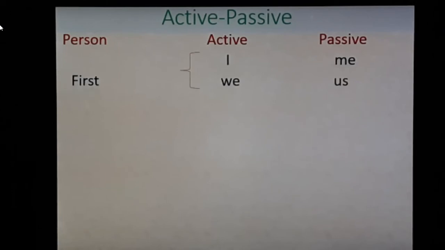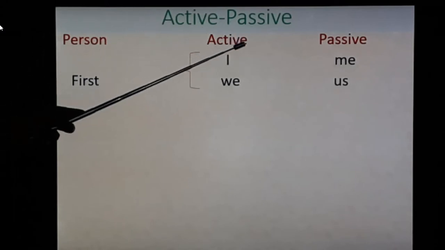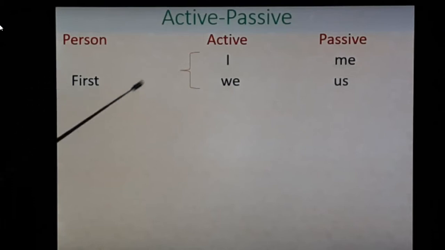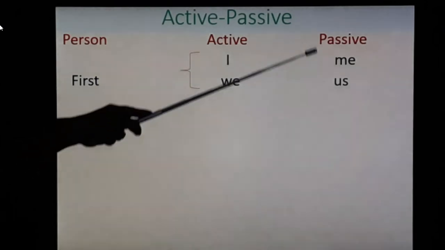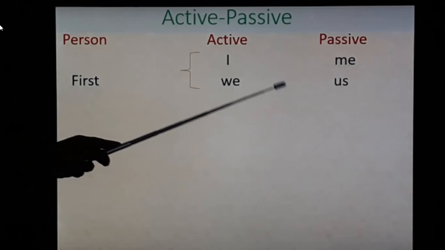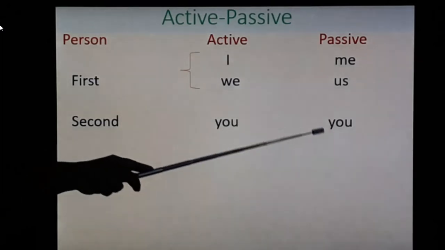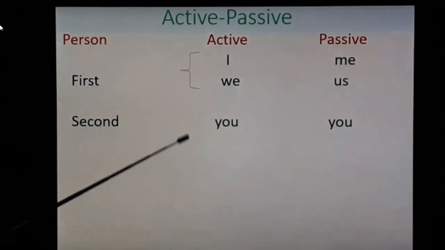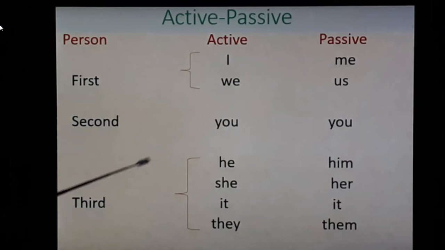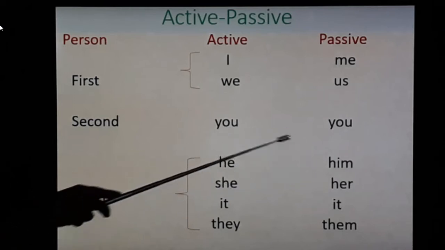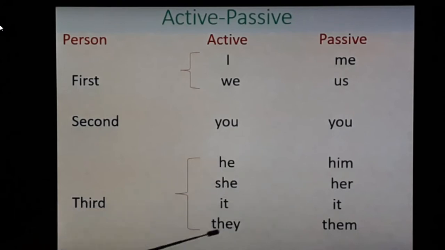Some changes are important in active voice and passive voice. You need to do changes in pronouns. In first person, in active voice, I is given. Then you have to turn I to me in passive voice. Same way, we to us. You will be saying in passive voice in singular and plural both. Third person, he, him. She turns to her. It, they and them.